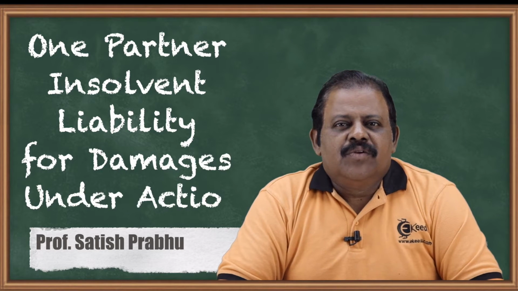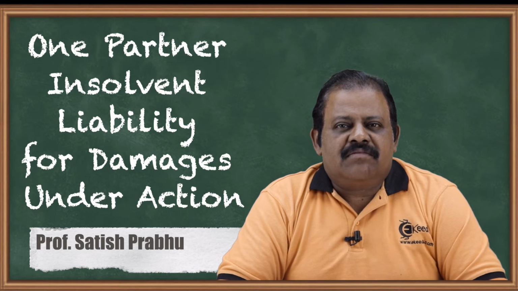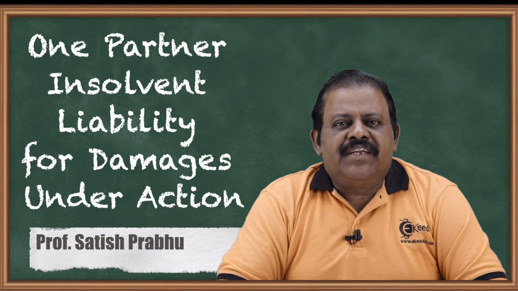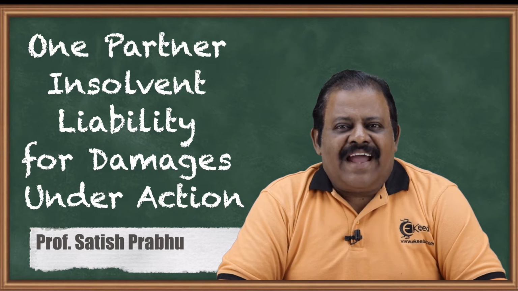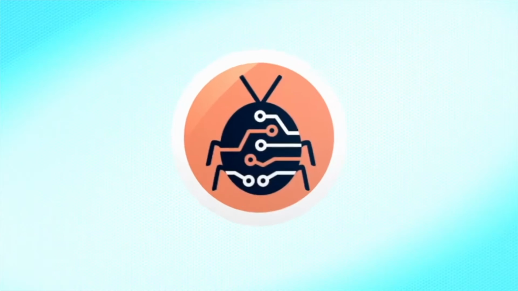Hello friends, we'll be doing now one question where one partner is insolvent. In the question they have given the details of a contingent liability, that is an action for damages. It is filed by an outsider against the firm. At the time of dissolution it becomes matured. How to record it?